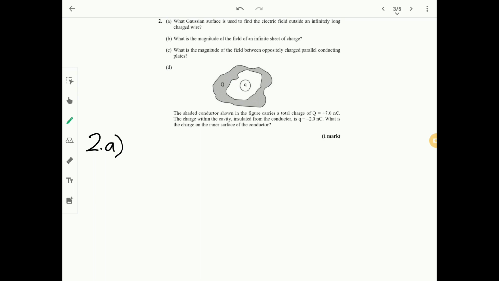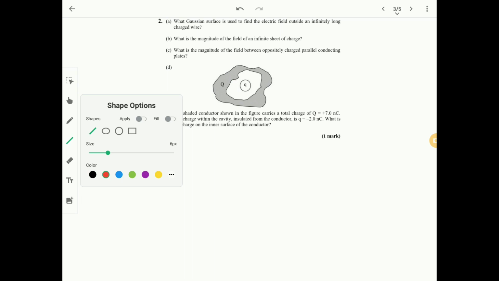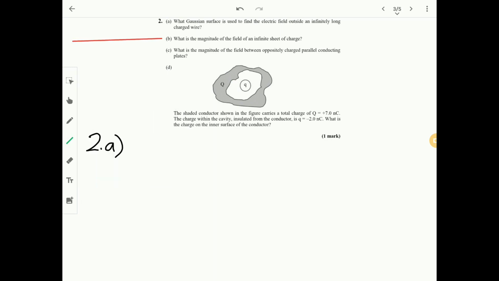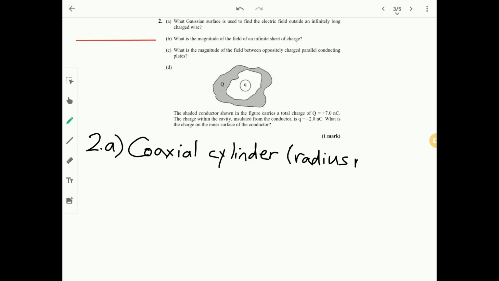Okay, let's check together. What Gaussian surface is used to find the electric field outside an infinitely long charged wire? If we remember, we derived in class the formula for this infinite charged wire. We had to create a shape for it. What shape did we use? We used a coaxial cylinder, or as in the homework they mentioned, a cylinder coaxial to the wire, which had an arbitrary radius, meaning the radius that we choose, R, and height h.